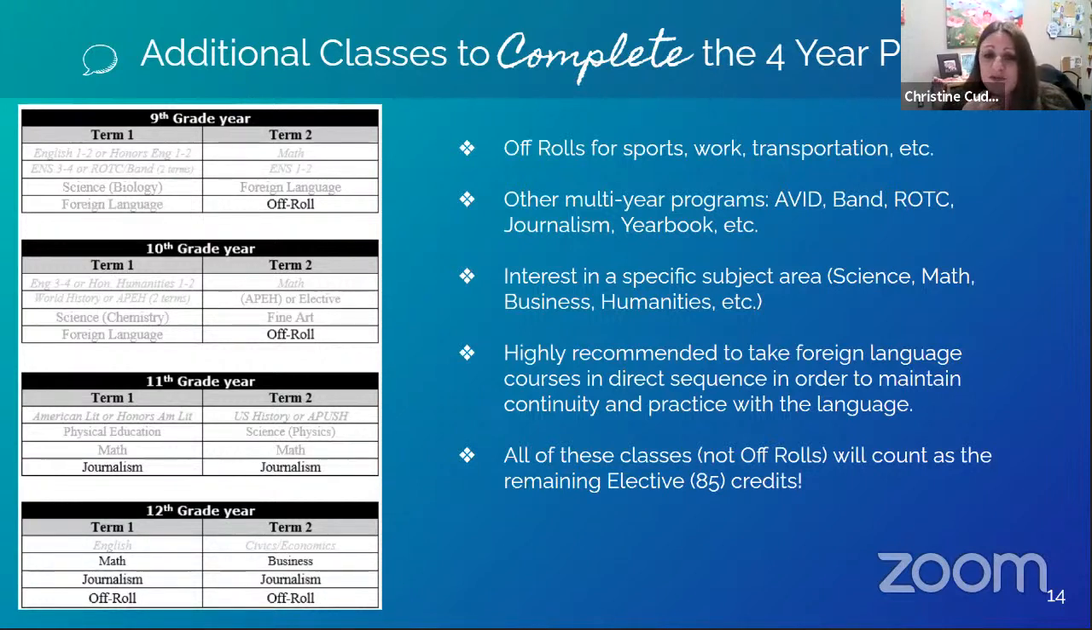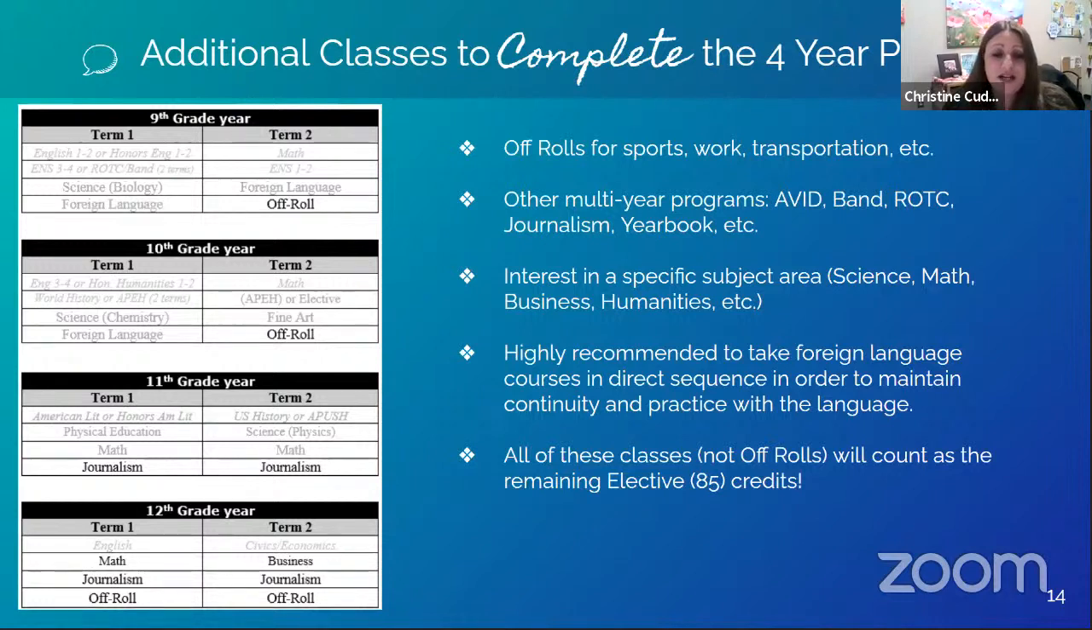And then I mentioned this before, we highly recommend that you take language classes back to back in direct sequence through the terms until you get to the highest level that you want to get to. Some of our language courses are only offered in a specific term. So if you don't do them back to back, you might have a gap in between when you take the 1, 2, and then the 3, 4 level. So just taking a look at that and seeing how you can take those classes consecutively in back-to-back terms.